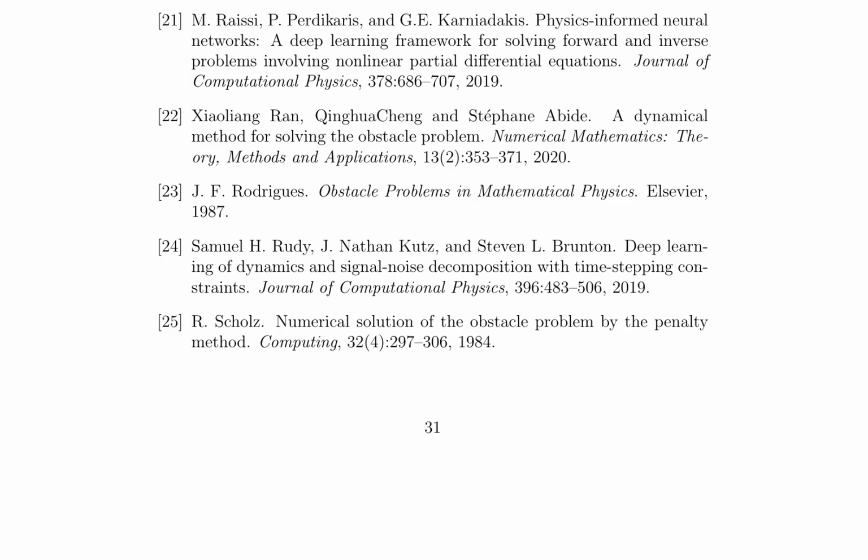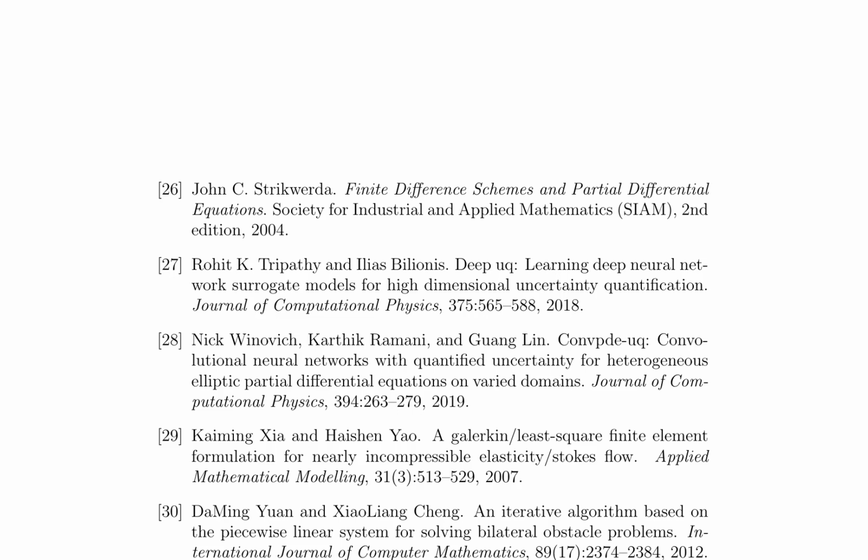Furthermore, the paper incorporates finite difference schemes and partial differential equations, as well as deep learning surrogate models for high-dimensional uncertainty quantification. It also references convolutional neural networks with quantified uncertainty for heterogeneous elliptic partial differential equations on varied domains. The authors acknowledge the importance of Galerkin least squares finite element formulations for nearly incompressible elasticity, Stokes flow, and iterative algorithms based on piecewise linear systems for solving bilateral obstacle problems.